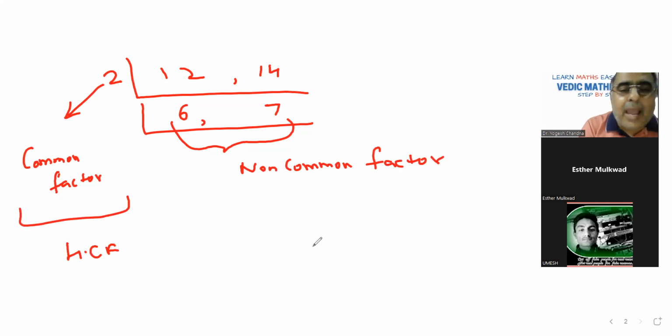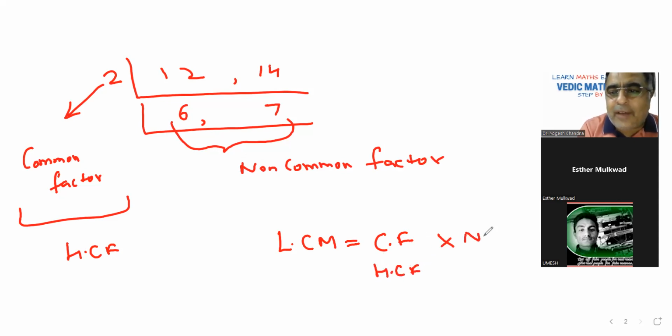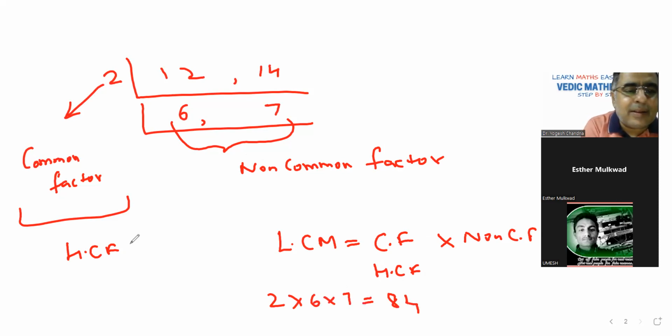So the common factor is termed as HCF. And LCM is the common factor, which is HCF, into the non-common factors. So that was the reason 2 into 6 into 7 was your answer. Now both the methods clear? Yes, sir. So these are the methods of your mathematics.